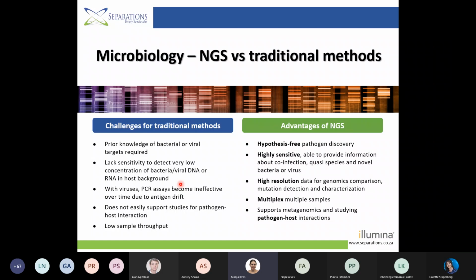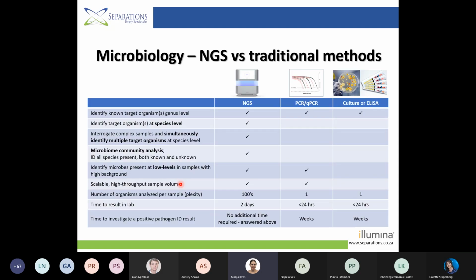And obviously, because we can sequence so much deeper and wider, this allows us to study pathogen host interactions at a much deeper level. Looking at NGS versus other traditional methods, not just molecular methods, but also culturing and analysis, some of those methods are limited when it comes to species identification, and doing it simultaneously would require more time and more resources. But because we can do more at the same time with NGS, we can look at the microbial community as a whole, understand interactions between them, and also identify microbes at a lower level. So something that is not that abundant in a sample, because we are sequencing deeper, we can still pick it up. That's where the high resolution and high sensitivity of NGS comes in.